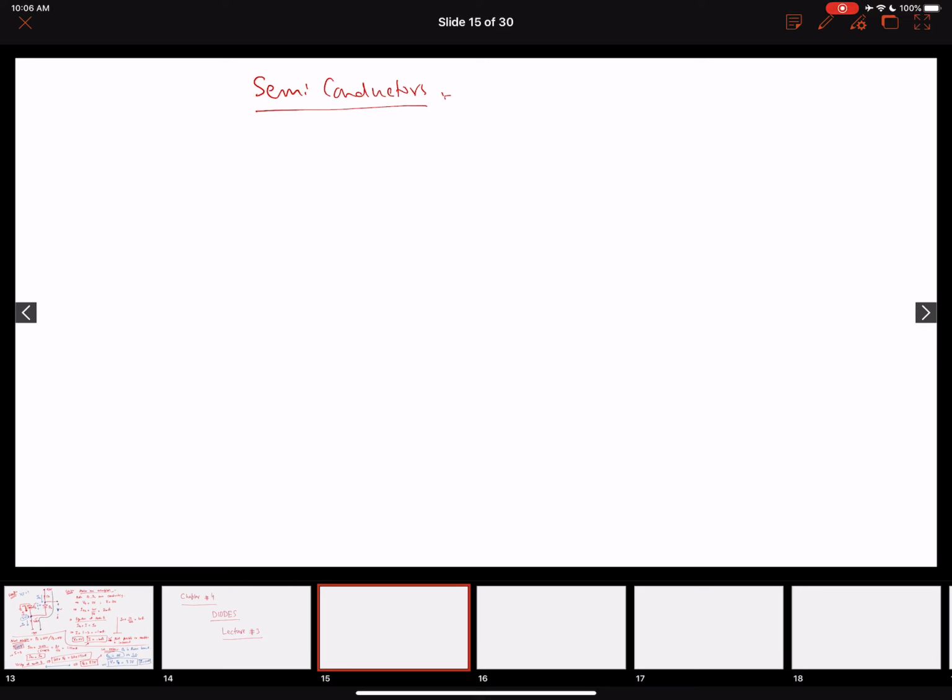Okay, semiconductors. So most of the semiconductors that you can see in your electronic instruments or computers, iPhones, they are mostly made up of silicon. So let's look at the silicon atom. Silicon atom has 14 electrons. Right. So 2 in the first shell, 8 in the second shell, and 4 in the third shell.